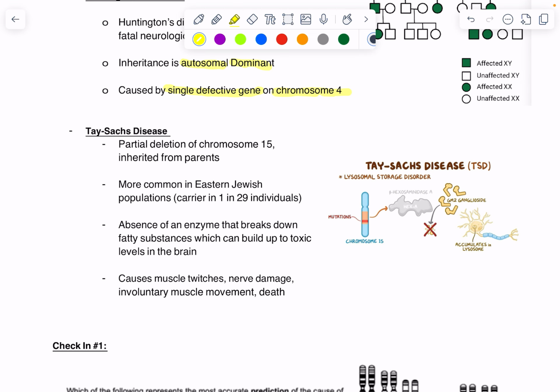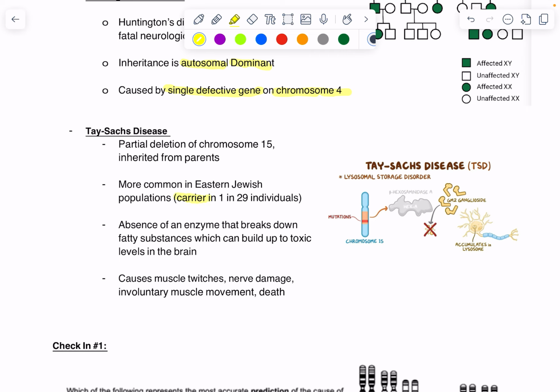Next up is Tay-Sachs disease. This is a partial deletion of chromosome 15 inherited from the parents. Certain genetic disorders people have found are inherited in different populations, and this one, for example, is more common in Eastern Jewish populations. About 1 in 29 are carriers for Tay-Sachs disease.